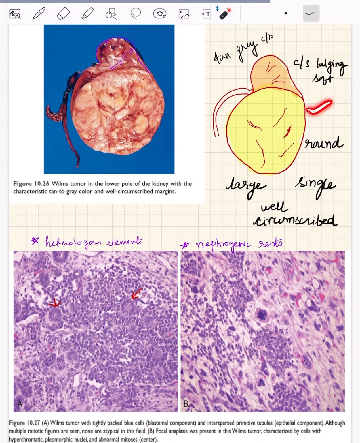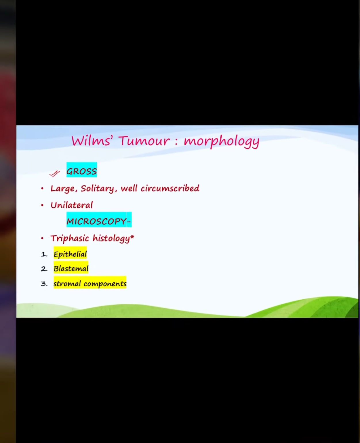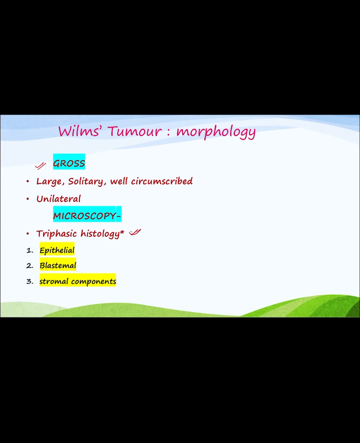So if you have to draw this tumor in the exam, you just draw the normal kidney and then replace the kidney tissue by this large round well circumscribed mass having tan to grey appearance and focal areas of hemorrhages. Next, in the microscopy there is triphasic histology. So you have to remember that it is triphasic in appearance. Mainly three components are seen. First is epithelial component, second is blastemal component, and third is the stromal component.